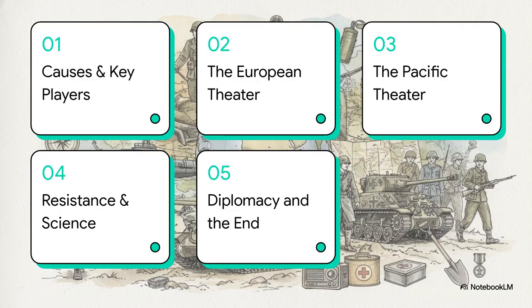Here's our game plan for today. First, causes and key players. Then, the European theater, followed by the Pacific theater. After that, we'll look at resistance and science, and we'll wrap up with diplomacy and the end. Let's get right to it.